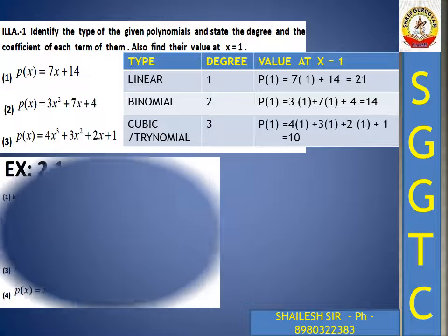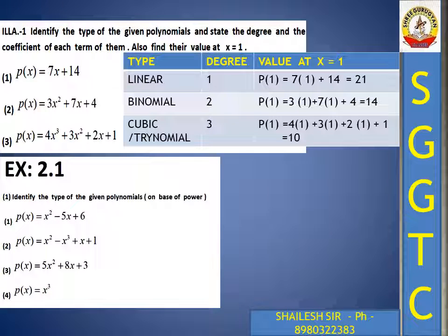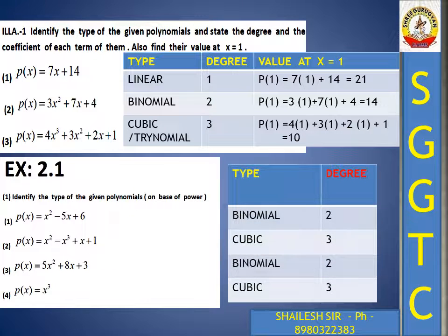One more example in this pattern. 2.1. Identify the following given polynomials on the basis of their type only. So in the first question, see the highest power is 2. So degree is 2, so definitely my type is binomial, or in other words quadratic. In the second question, the highest power is 3. So my degree is 3 and type is cubic. In the third question, the highest power is my degree and the highest power given here is 2. So my type is binomial. And in the third question, only x raised to 3 is printed. So degree is 3. So my answer for type is cubic.